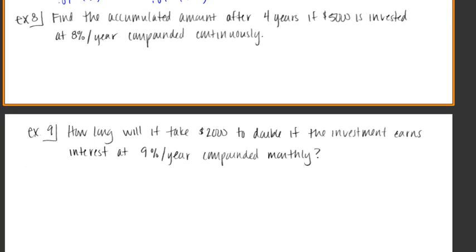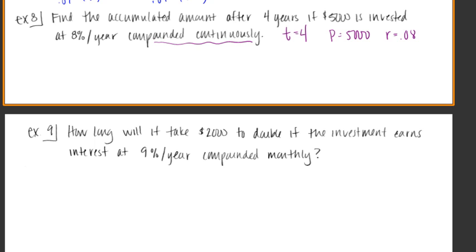We want to find the accumulated amount after 4 years, so T is equal to 4. If $5,000 is invested, so we know that's the initial amount invested at 8%, compounded continuously.